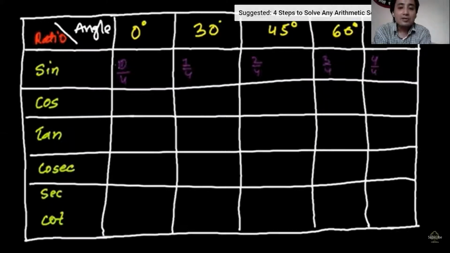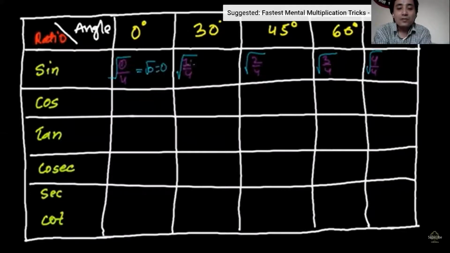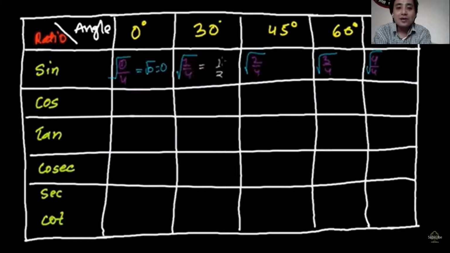Now let us try to solve it. Let us take the square root for each of the numbers. So once we take the square root, what do we get? So 0 by 4 is 0, square root of 0 is 0, correct? Then the next value, square root of 1 by 4. So square root of 1 is 1 and square root of 4 is 2. So 1 by 2. So sine 30 is equal to 1 by 2.